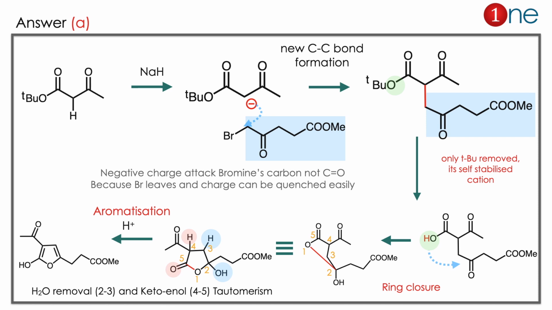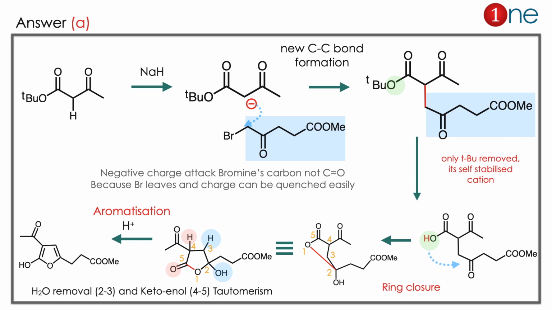You have a new 5-membered ring. So whenever you form a ring, you always think of cyclization. Here the aromaticity is established by 4-5 bond heteroenol tautomerism and 2-3 bond water removal. So 2 things happen at the same time. You got the aromatic compound. So it's the answer A.